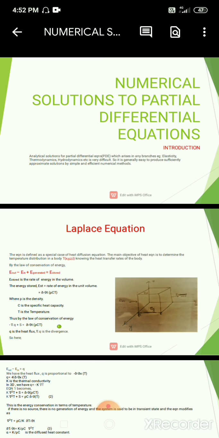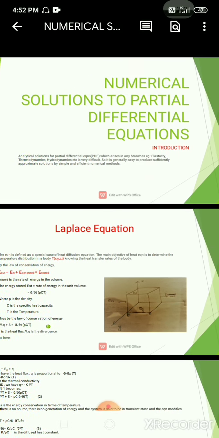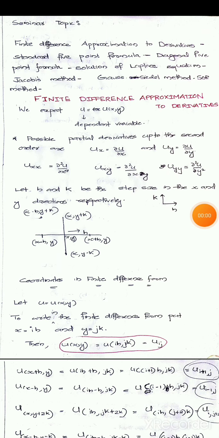The simple derivation of the Laplace equation, which is not very necessary, is given. We can see that the Laplace equation is a temperature or heat conduction equation. The numerical solution of the Laplace equation is the main problem. So today we are discussing the finite difference approximation to derivatives.